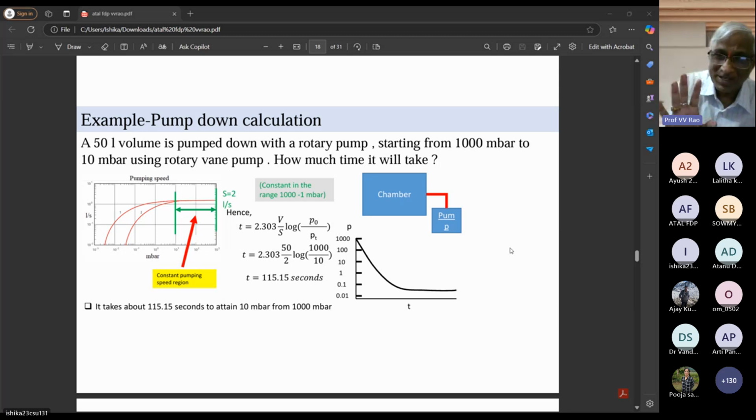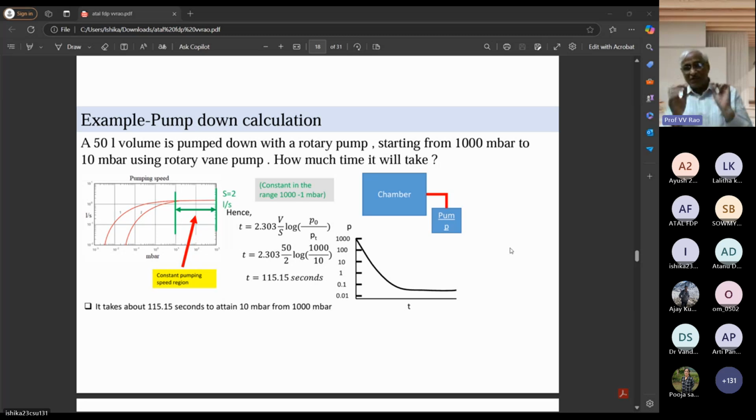All those complications you can easily follow later. In fact, we don't do all these things. Just do some rough calculations. Okay, so please look at this equation. What is given here? The volume of the chamber is given. The pumping speed of the pump is given.